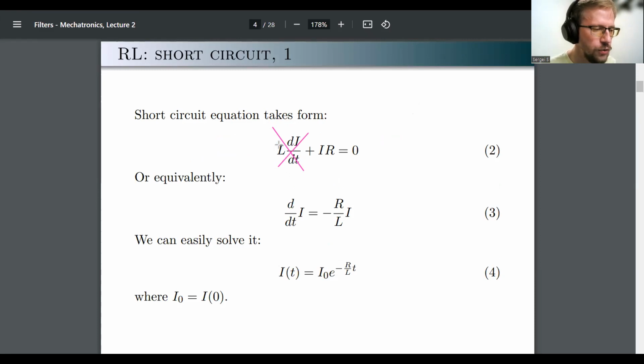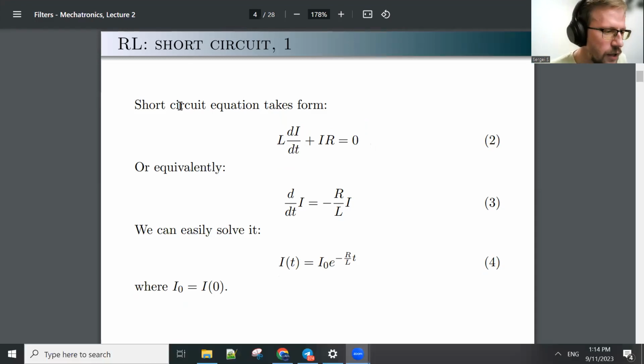This guy is going to be equal to 0. But if we had 0 on the right-hand side, as here in the short circuit, that would also mean that I is 0. So the only steady state that a short circuit can have is the trivial solution, no current at all, which makes sense, right? Short circuit, what kind of current can you have there? No current at all, like in steady state.